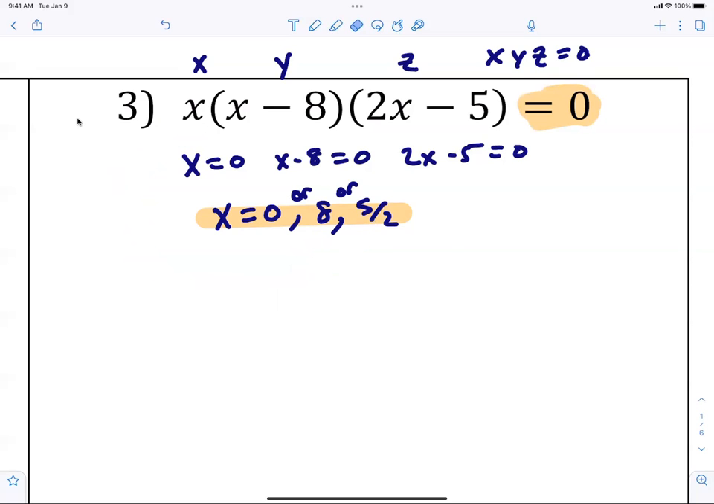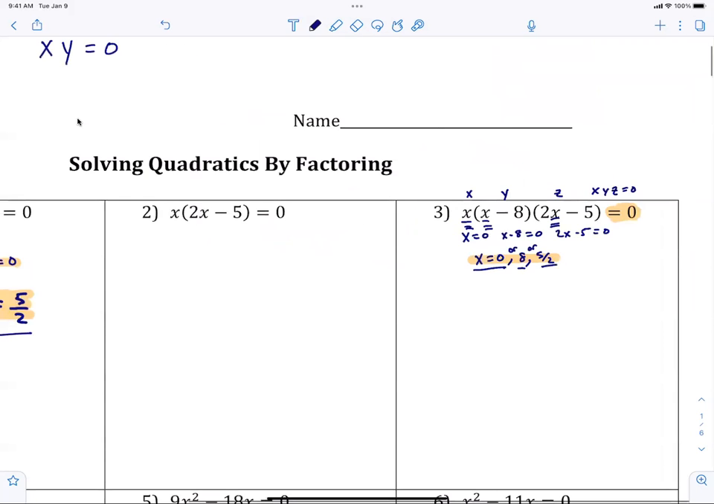All right. If I say x equals 0, 0 would have to be plugged into all 3 x's. If I say x is 8, 8 has to be plugged into all 3 x's. 5/2, they have to be plugged into all 3. You can't plug 0 into 1, 8 into 1, and 5/2 into 1. That's not how it works. The same x must be plugged into each x.